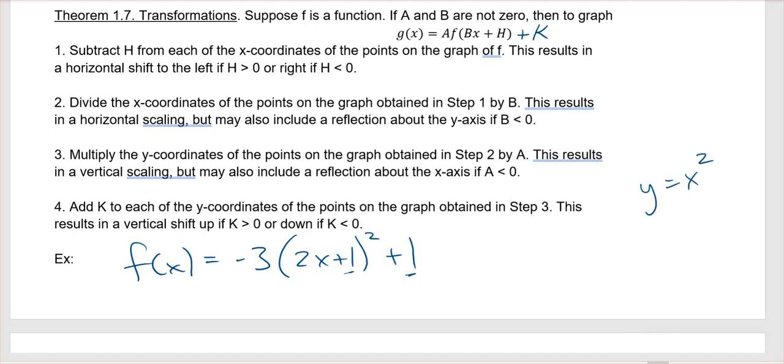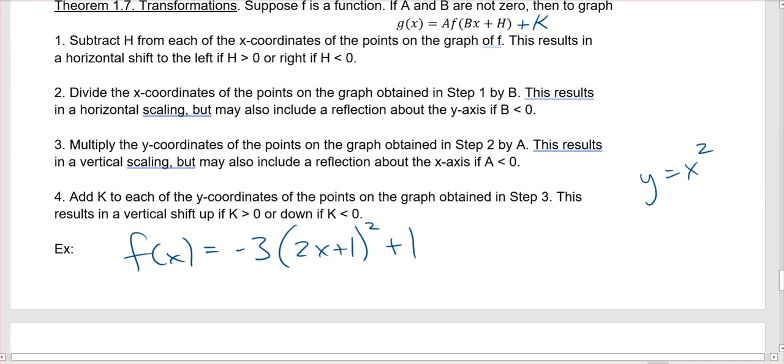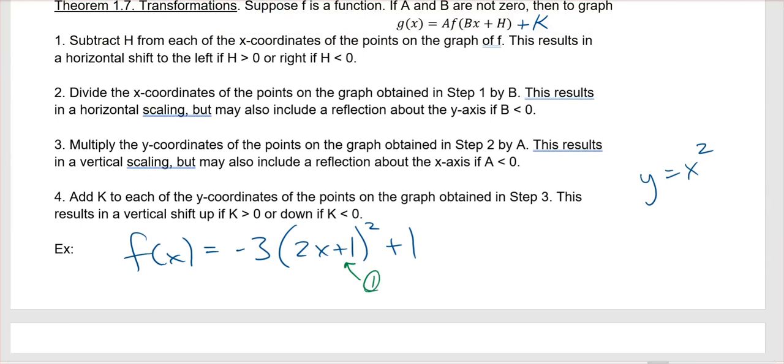Okay, so let's do this. We want to do these things in order. So the first thing we're going to do is subtract h from each of the x coordinates. So let's label these. This is going to be our first step, and let's write what we're going to do. Subtract 1 from the x coordinates. Okay, got it. And then we're going to do this next: divide all the x coordinates of the points in the graph obtained in step 1 by b. So we're going to divide everything by 2.